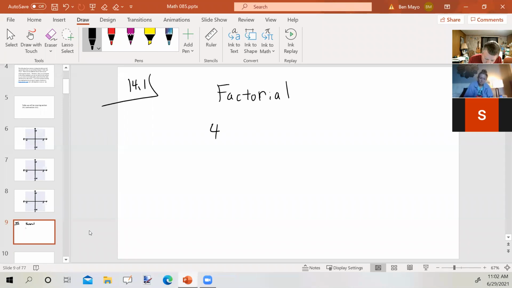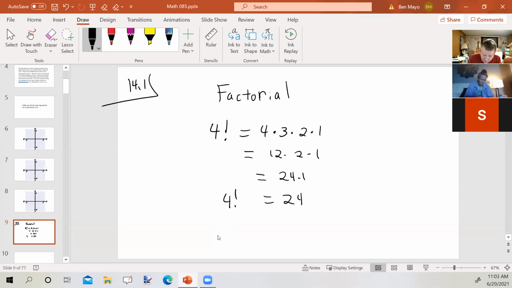Here's an example. Let's say we have 4 followed by an exclamation mark. That means 4 factorial. So that exclamation mark after the number implies that we're going to use factorial. What does that mean? Well, 4 factorial is equal to 4 times 3 times 2 times 1, which is 12 times 2 times 1, 24 times 1, 24. Any questions about this specific example?